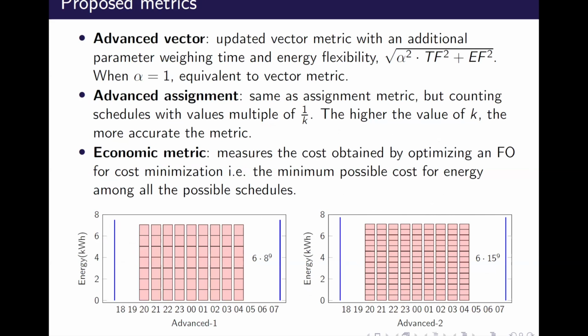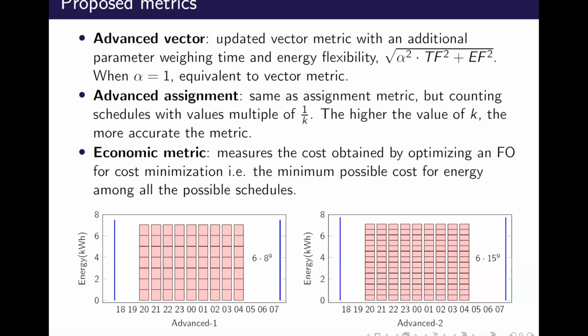So there are two a priori metrics that we have defined in this paper. They're both effectively generalizations of existing metrics. Advanced vector metric is basically a generalized vector metric. One of the biggest problems with it is that time flexibility operates on a different scale to energy flexibility. So we introduced a coefficient alpha that allows us to select how much weight you put on time flexibility, to sort of normalize it manually.